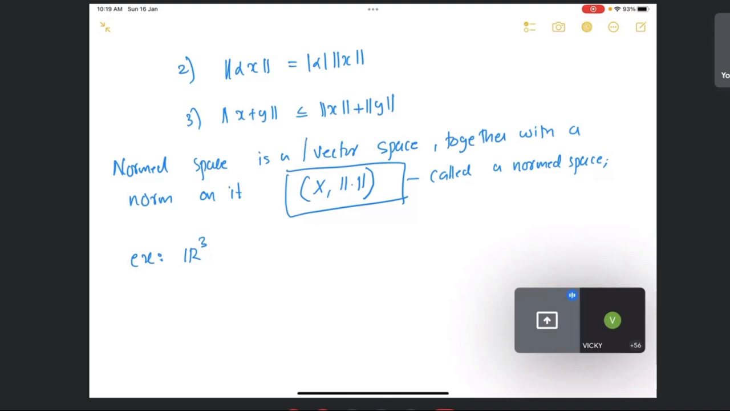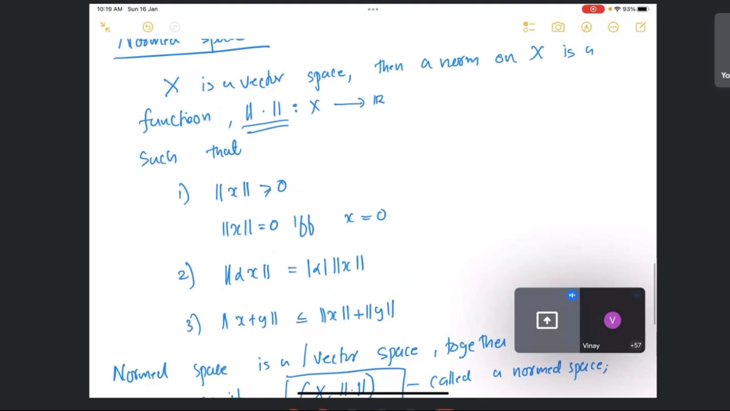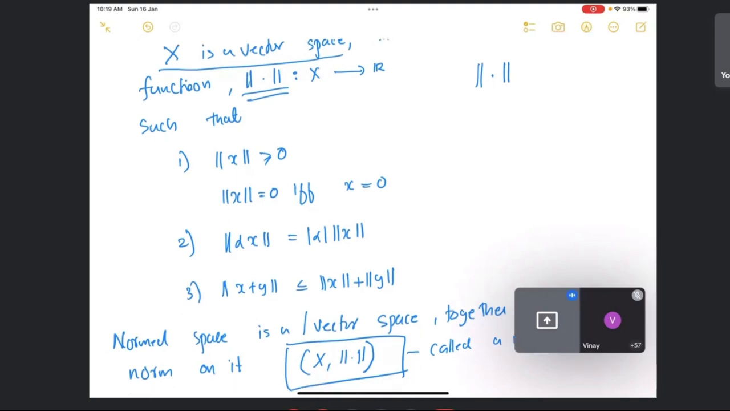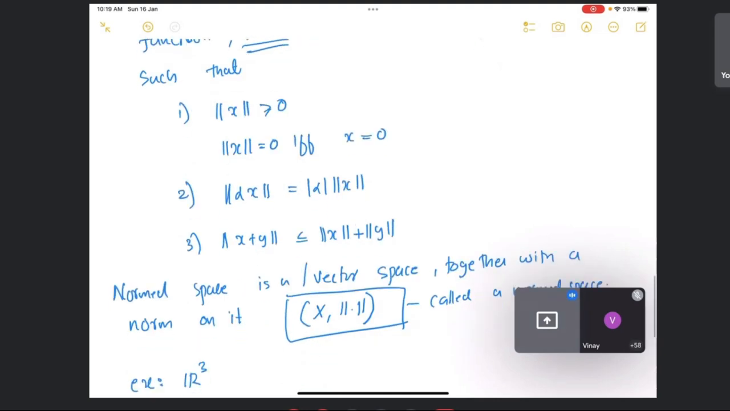Basically, it is a vector space together with a norm on it, together with a function of this kind. The underlying set is a vector space, and if there exists a function, which I denoted by this expression, such that that function satisfies the properties listed here, that is the properties 1, 2, 3, then the vector space together with that norm, we call it a norm space.